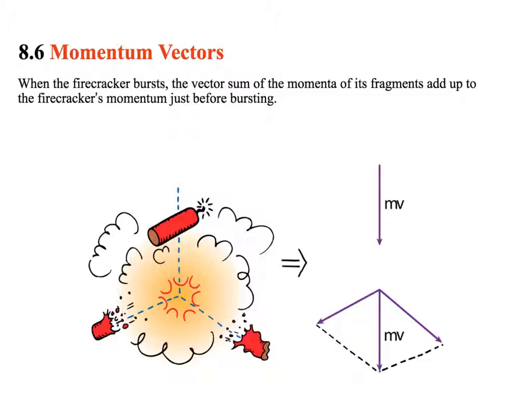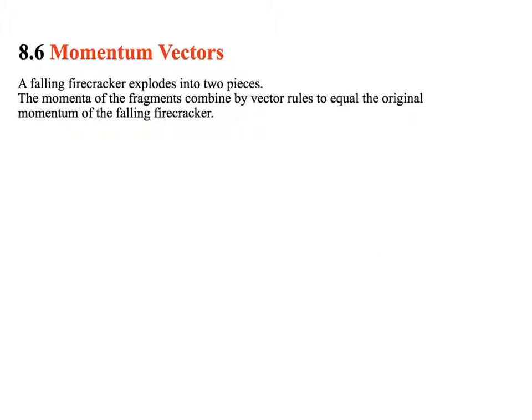When the firecracker bursts, the vector sum of the momenta of its fragments adds up to the firecracker's momentum just before. So you have stuff going off this direction, stuff going off this direction, and stuff going off this direction. A falling firecracker explodes into 2 pieces. The momenta of the fragments combine by vector rules to equal the original momentum of the falling firecracker.